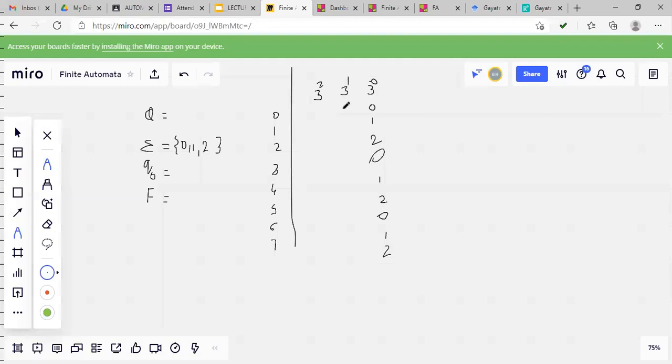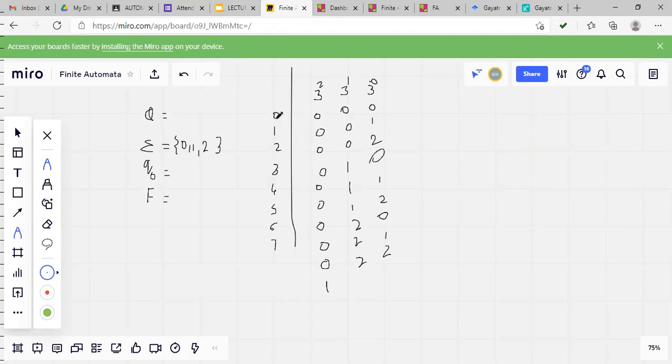What is 3 raised to 1? It is 3. So the digits will repeat 3 times: 0, 0, 0, 1, 1, 1, 2, 2, 2, and so on. I hope you are getting this. 3 square is 9, so 0 will be repeated 9 times here, for 0 through 8. After that, 1 starts and will continue 9 times.